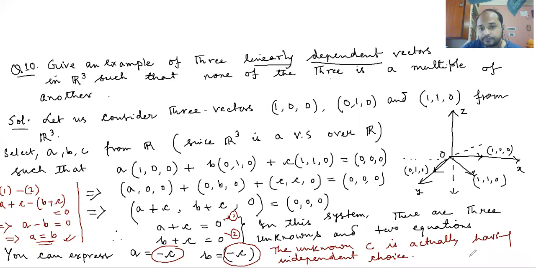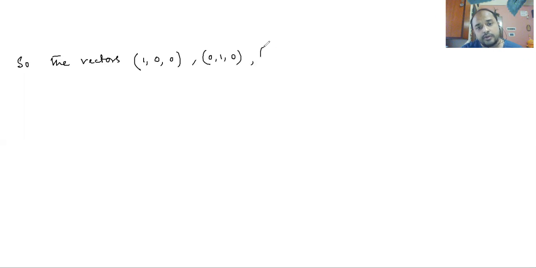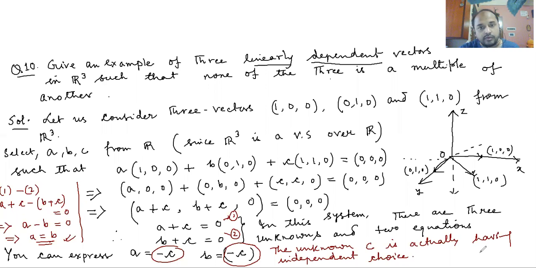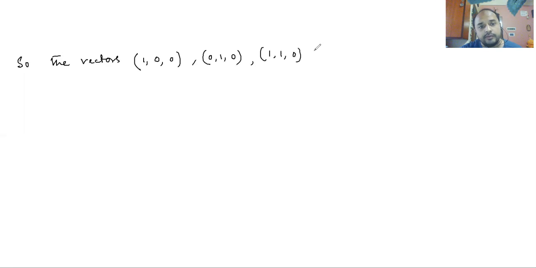And therefore, the vectors, what vectors did I assume? Let me check. 1 0 0, 0 1 0, 1 1 0. The vectors are linearly dependent, LD.